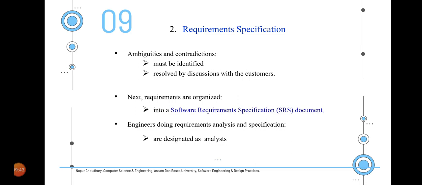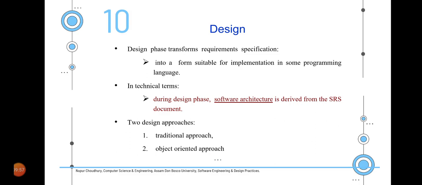Engineers which generally perform this particular phase or carry out the discussions related to the requirement gathering and analysis are generally designated as analysts. The third important phase is the design phase, where it transforms the SRS or the software requirements in a form which is suitable for implementation in some programming language. So basically we will be deriving the software architecture from the SRS document in this particular phase.